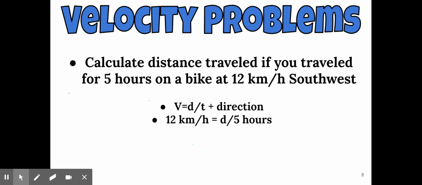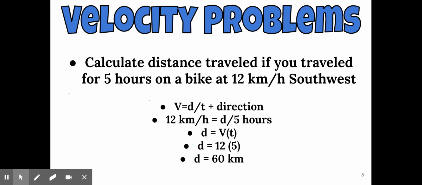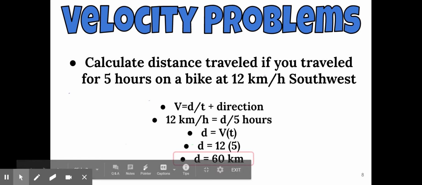All we'd have to do is sub in our numbers, and then do a little bit of algebra to get that unknown variable, in this case distance, all by itself. To do that, we'd multiply both sides by time. So d equals velocity times time. So we'd multiply both sides by 5 hours. Distance equals 12 times 5. And because it's kilometers per hour times hours, those hours cancel out and we're left with the unit of kilometers, and that's our answer of 60 kilometers.